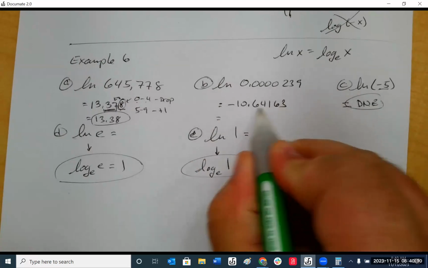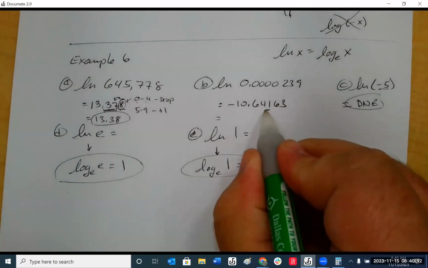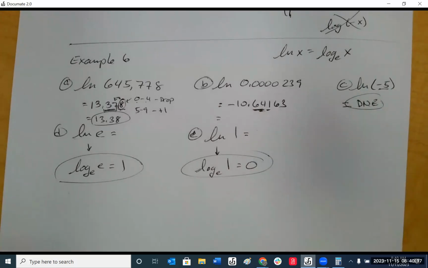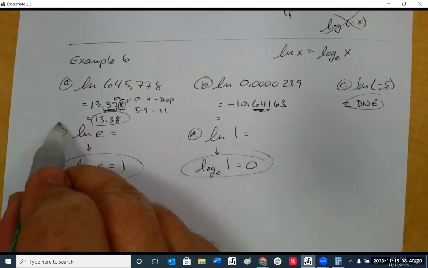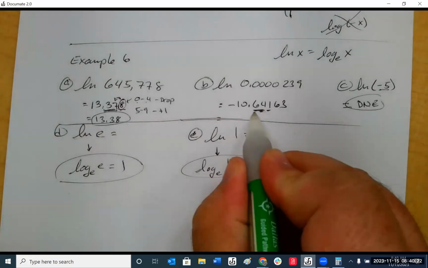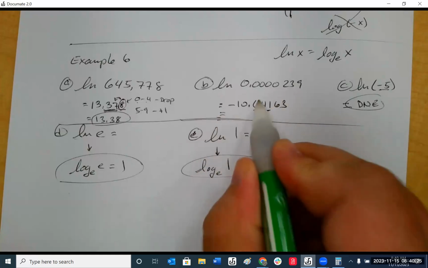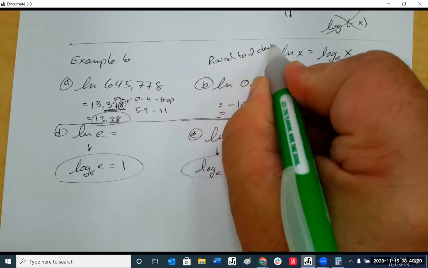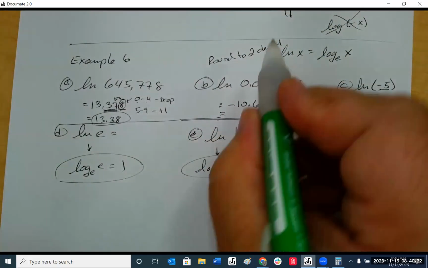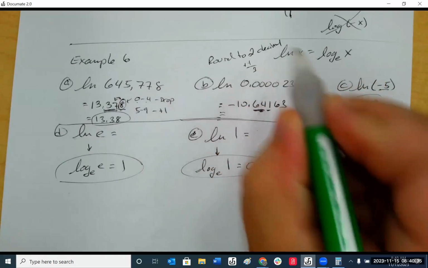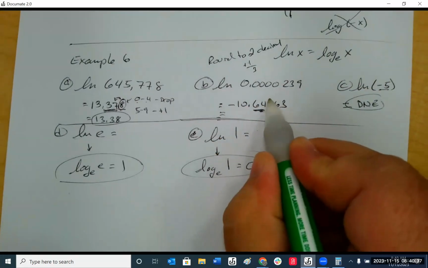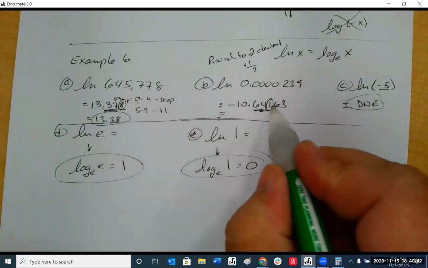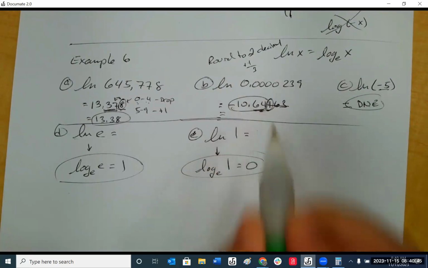Okay, I want to round it to two decimal places. So what's it going to be? If I round it to 2 decimal places, then I go to the third digit. I look at that one. It's between 0 and 4, so I just drop all those. So that's my answer.